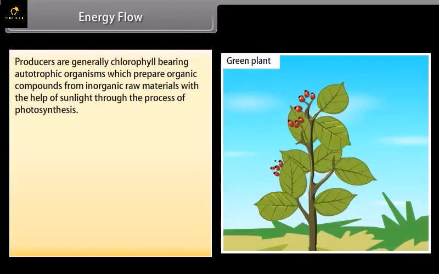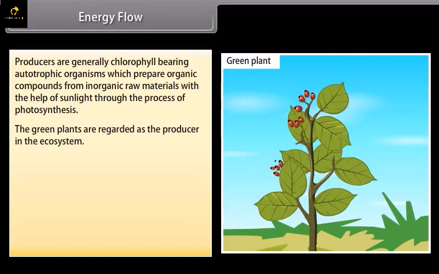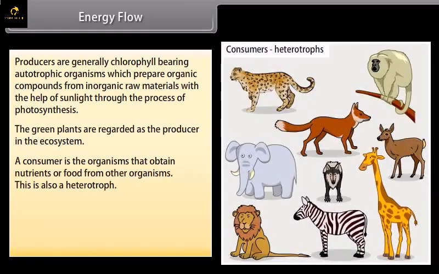Energy flow. Producers are generally chlorophyll-bearing autotrophic organisms which prepare organic compounds from inorganic raw materials with the help of sunlight through the process of photosynthesis. The green plants are regarded as the producer in the ecosystem. A consumer is the organism that obtains nutrients or food from other organisms. This is called a heterotroph.